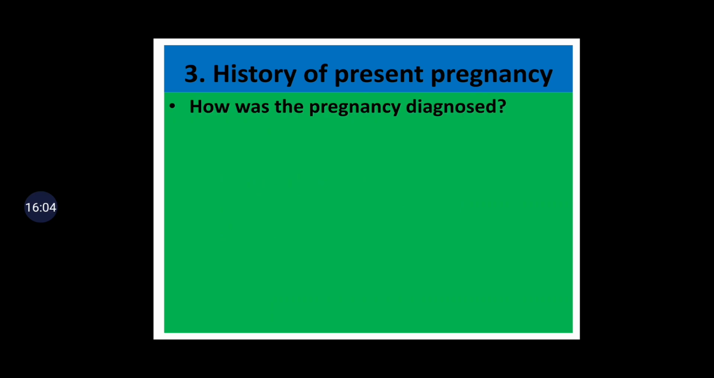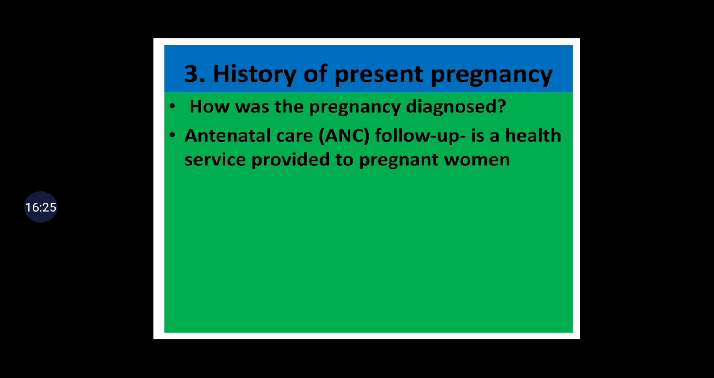Until now, we have seen parity index and dating of pregnancy. Now we will see other components of history of present pregnancy. The other component is how the pregnancy was diagnosed: because of missed period, because of urine test, or because of signs and symptoms of pregnancy. The other is antenatal care follow-up. Antenatal care is a health service provided to pregnant women. Ethiopia uses the 8-contact ANC model for all pregnant women without complication. So while asking about antenatal care follow-up, you should ask whether she started antenatal care follow-up or not. If she started, what was done.